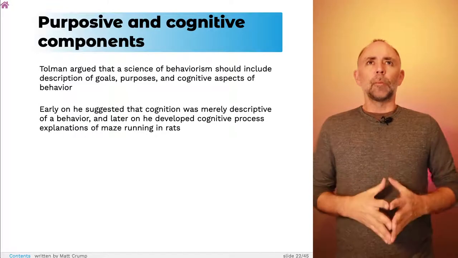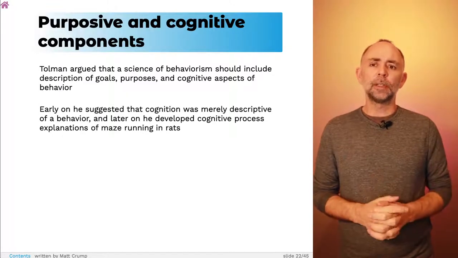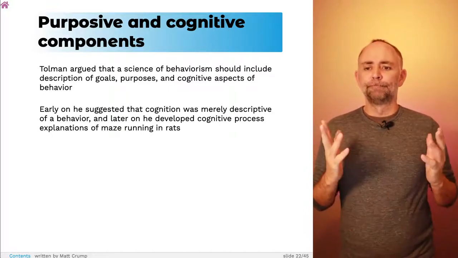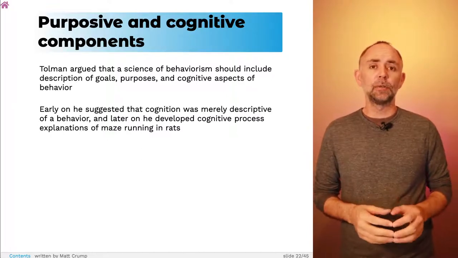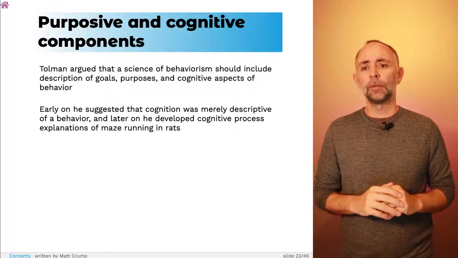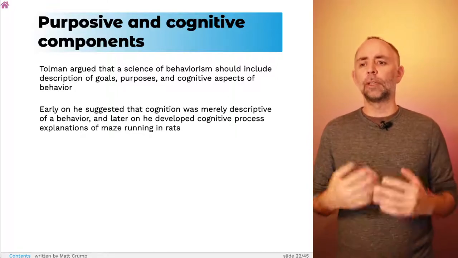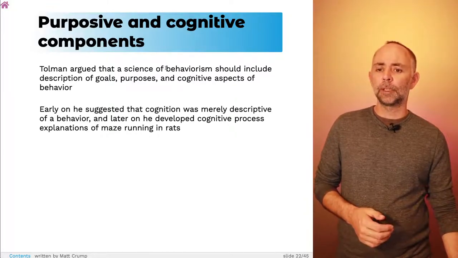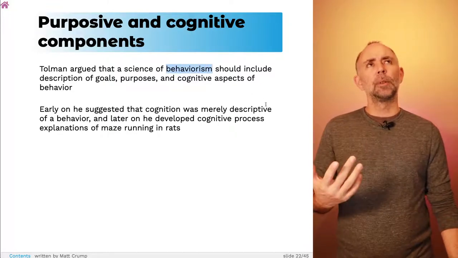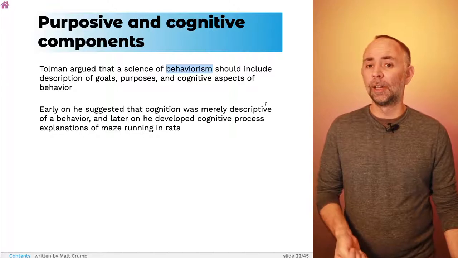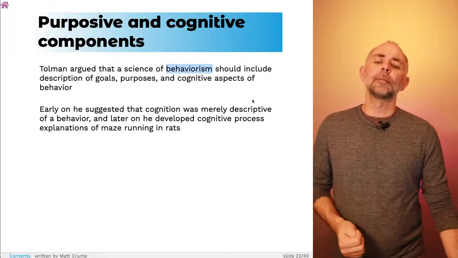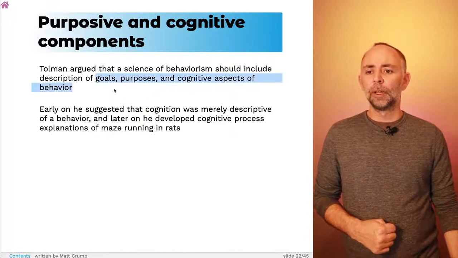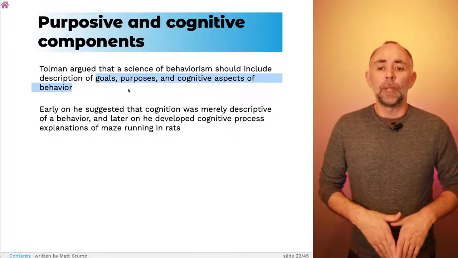Now, Tolman, in his early career, wasn't particularly interested in understanding how cognition works, but he was interested in using descriptive terms to refer to goal-oriented or cognitive-oriented behaviors. So he argued that even though behaviorists were sometimes casting aspersions upon cognition, he thought that cognitive terms would be really useful for behaviorists in order to be able to describe the goals, purposes, and aspects of behavior.